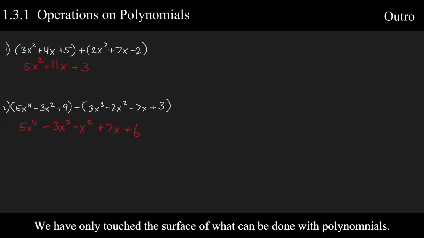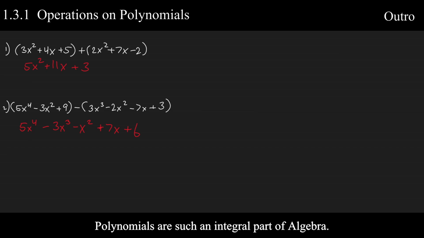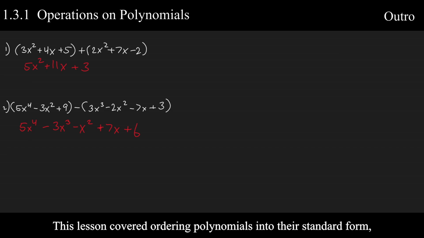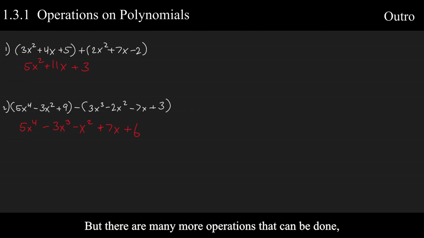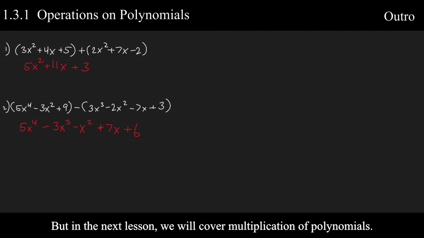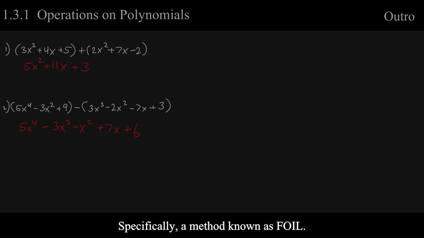We have only touched the surface of what can be done with polynomials. Polynomials are such an integral part of algebra. This lesson covered ordering polynomials in their standard form and operations on them. But there are many more operations that can be done, such as multiplication and division. Division of polynomials will be a few chapters ahead because it can be a little bit more advanced. But for the next lesson, we will cover multiplication of polynomials, specifically a method known as FOIL.